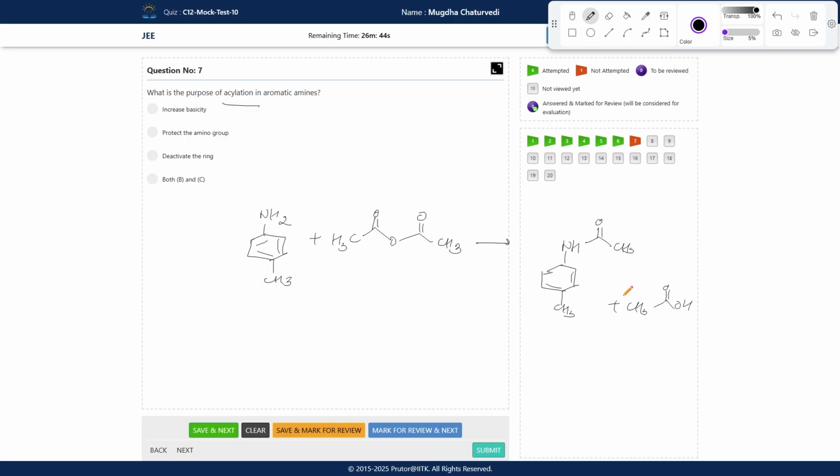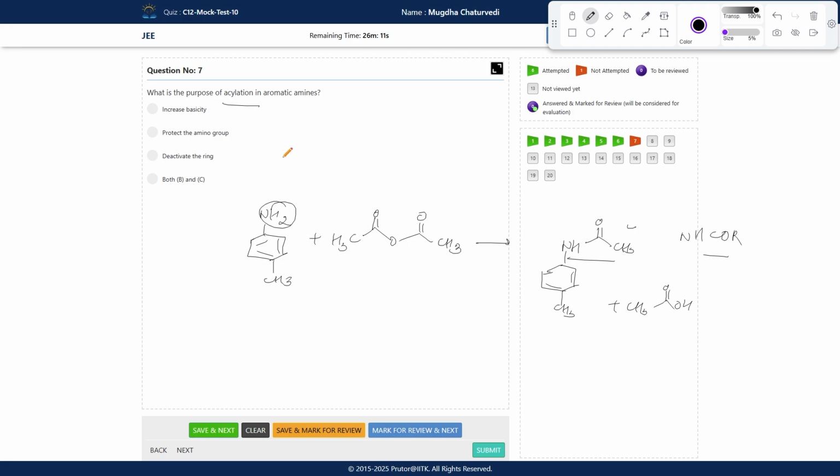Now what is happening is that the acylation converts this NH2 group into this group, which is the NHCOR group. This group is less activating, as the lone pair on the nitrogen is less available for resonance with the ring. So this acylation protects the amino group from oxidation, and it also reduces the ring reactivity.